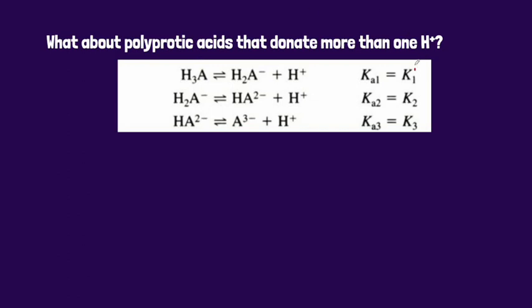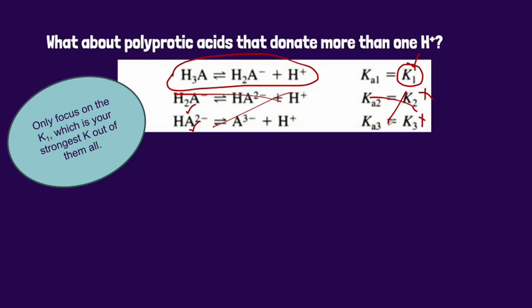You would only be doing it for K1, as in the strongest K value out of them all. And it's always the K1 value that is the strongest of all. The other hydrogens take a while to dissociate, so we don't look into that. That is not what decides the pH of a solution that has a polyprotic acid. It's the K1 that decides the pH of a polyprotic acid solution. So you're not going to look at any of these. You're only going to look at your K1, and you will do the same steps as you previously did.